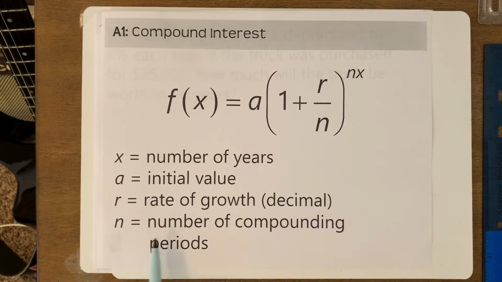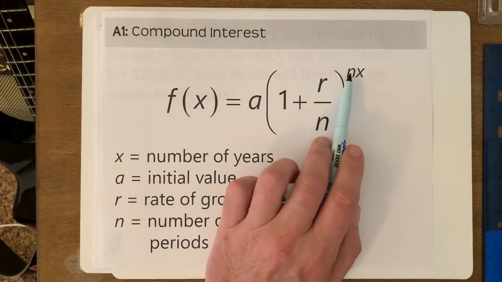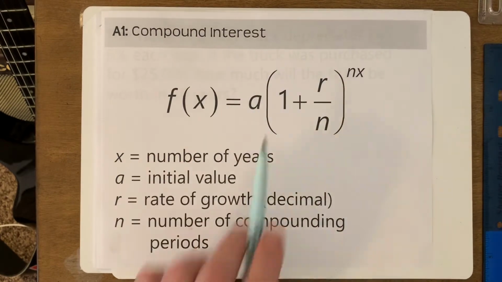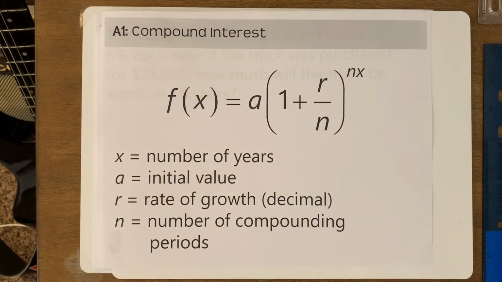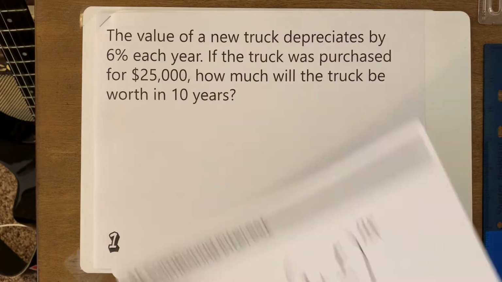Then you have this N, and N is the number of compounding periods. And so if we say monthly, that would be 12 periods per year, right? So we're going to have to plug a 12 in there and a 12 in there. And then when we calculate this in the calculator, we'll just have to be careful of how we put this into the calculator. All right, so that's compound interest.